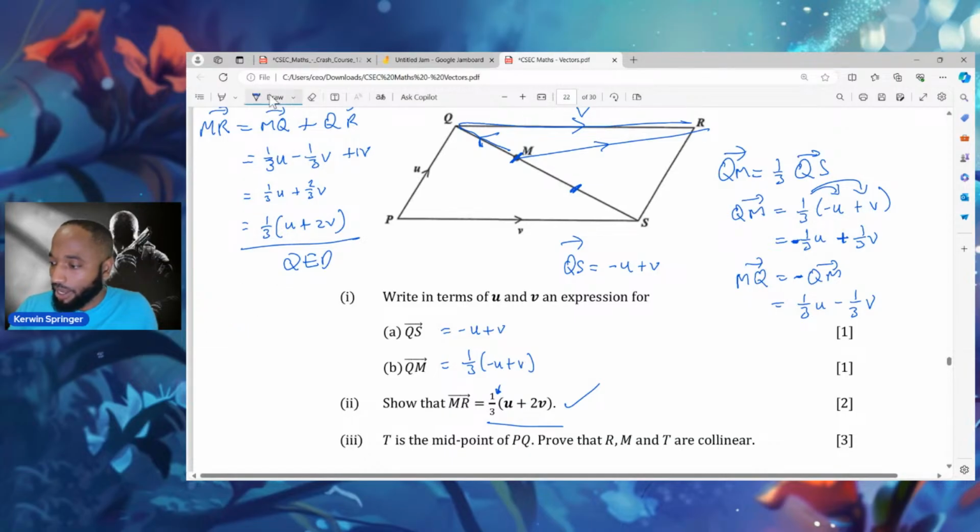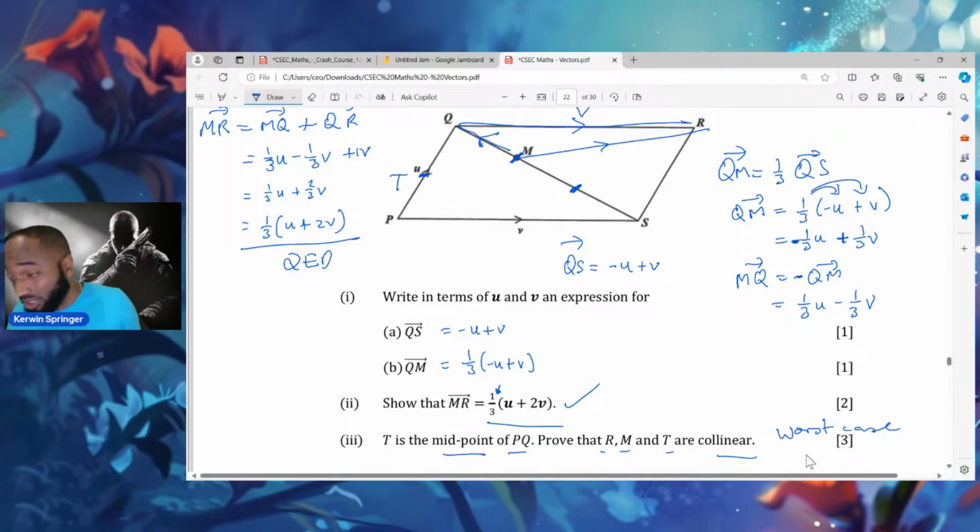All right, last part. T is the midpoint of PQ. Oh, so there's a point here called T. Prove that R, M, T are collinear. So this is the worst case scenario for this kind of collinear question, because they aren't helping you, they aren't guiding your hand. You have to figure it out yourself.